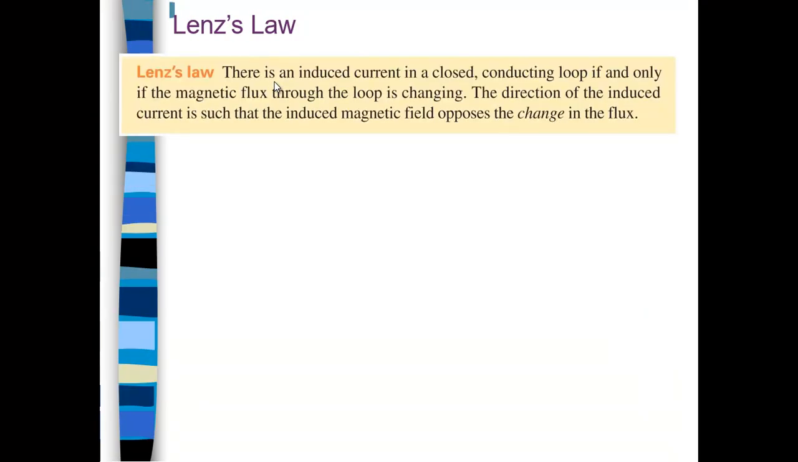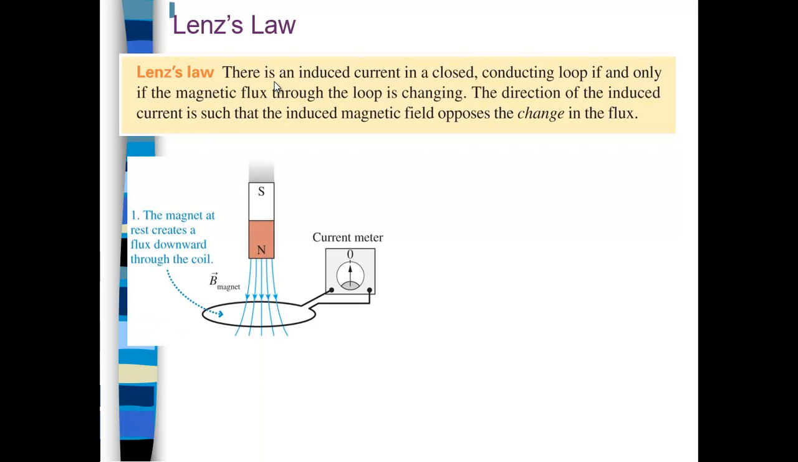Okay, now this is where we introduce Lenz's law. In Lenz's law, there's an induced current in a closed conducting loop if, and only if, the magnetic flux through the loop is changing. The direction of the induced current is such that the induced magnetic field opposes the change in the flux.